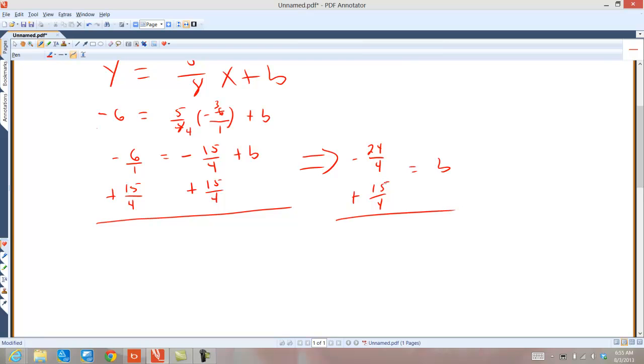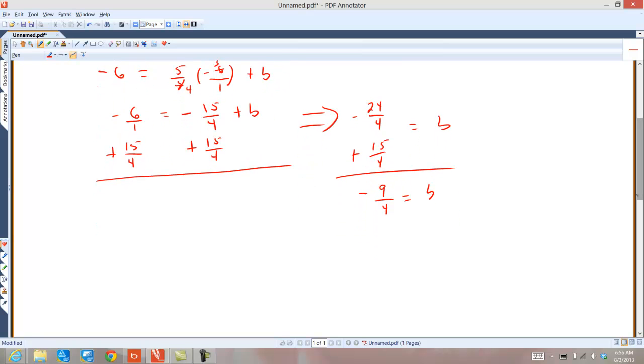So negative 24 over 4 plus 15 over 4: we're in the negatives and we add 15, so we're finding the difference of those numbers, which is 9. And the absolute value of the negative number was larger, so my result will be negative. Okay, so now remember we're using the general form of y equals mx plus b.